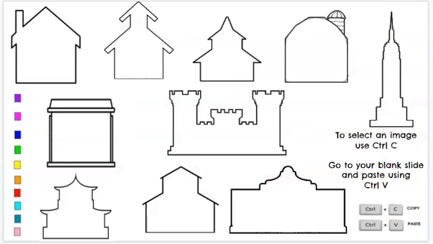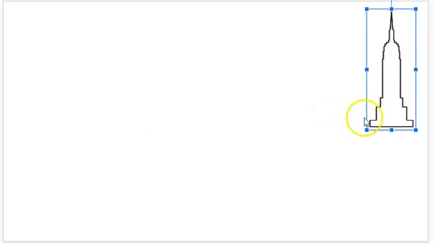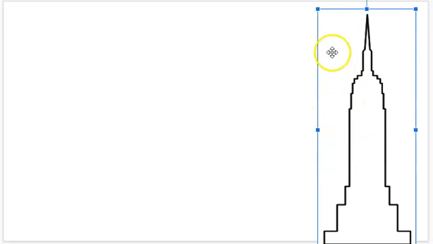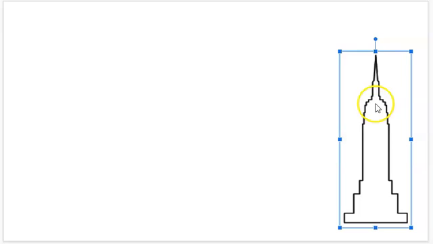Okay, so here are some buildings, and you are going to click on whatever building you want. All right, let's try this skyscraper. You click on it. You hit Control and C at the same time to copy it. And then you go to the blank slide down here, slide number 17, and you paste it by hitting Control and V at the same time. If you want to make it bigger, you can drag it. If you want to make it smaller, however you want to do it, and you can move it around.